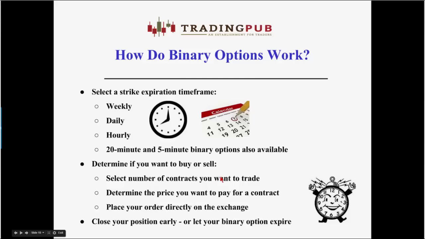Then you want to determine if you want to buy or sell. How many contracts do I want to trade? Each contract is some portion of $100 or a total of $100. You want to determine how many contracts you want to trade, what price you're willing to pay for the contract, whether you're buying or selling. And once you've done that, you place your order directly on the exchange. Once again, there are no brokers. You can close your position early and preserve profit or minimize loss, or you can let your binary option expire.